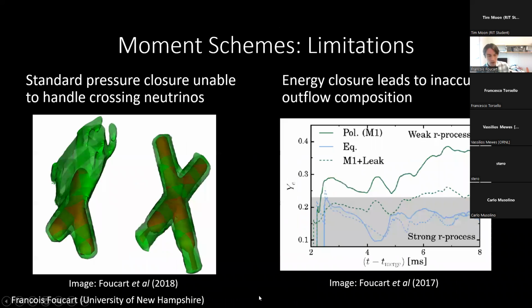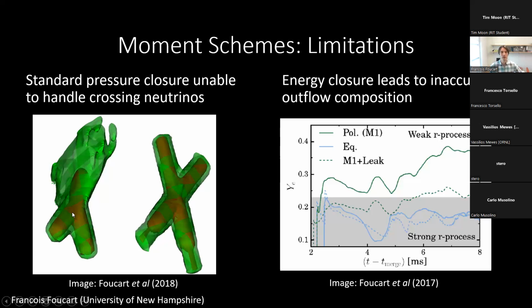Okay. So quantitatively, we have learned a lot actually from these moment simulations. To make quantitative predictions, we would need to know how accurate these moment simulations are. And as I mentioned, there are two important sources of errors in these moment schemes. One has to do with the closure for the pressure tensor for the two-moment schemes that are typically used today. And one has to do with the closure chosen for the energy spectrum of the neutrinos.